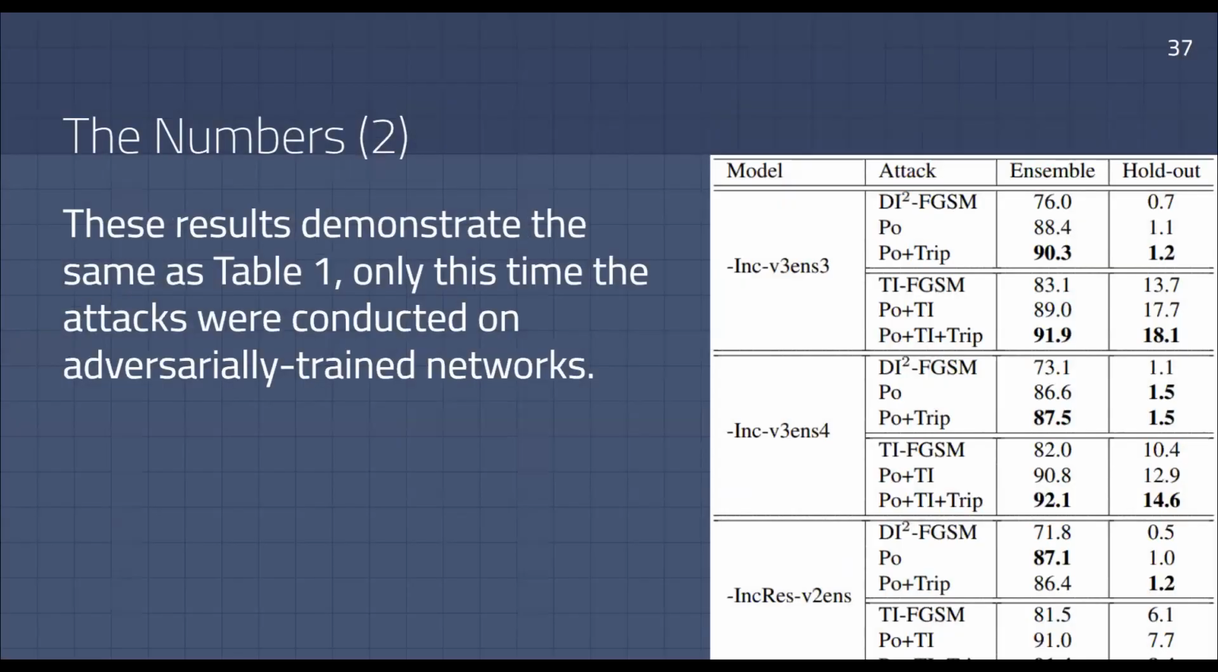This table shows similar information as the last, except that the models in this table are adversarially trained networks. Although the success rates are a lot lower in the black box setting, as you can see, the Poincare attacks still outperform both of the state-of-the-art FGSM-based methods.